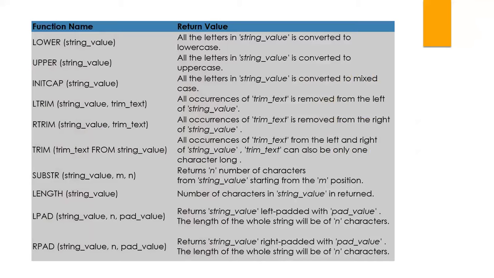SUBSTR of string value, comma, m, comma, n. Returns n number of characters from string value starting from position m. LENGTH of string value. The number of characters in the string value is returned. LPAD returns the string value left padded with the pad value. The length of the whole string will be n characters. RPAD of string value, comma, n, comma, pad value. Returns the string value right padded with the pad value. The length of the whole string will be n characters.